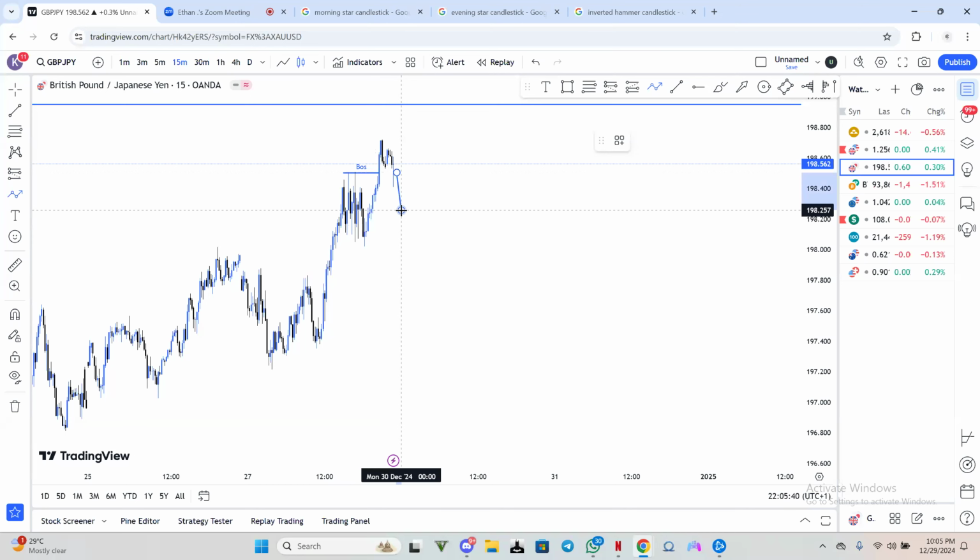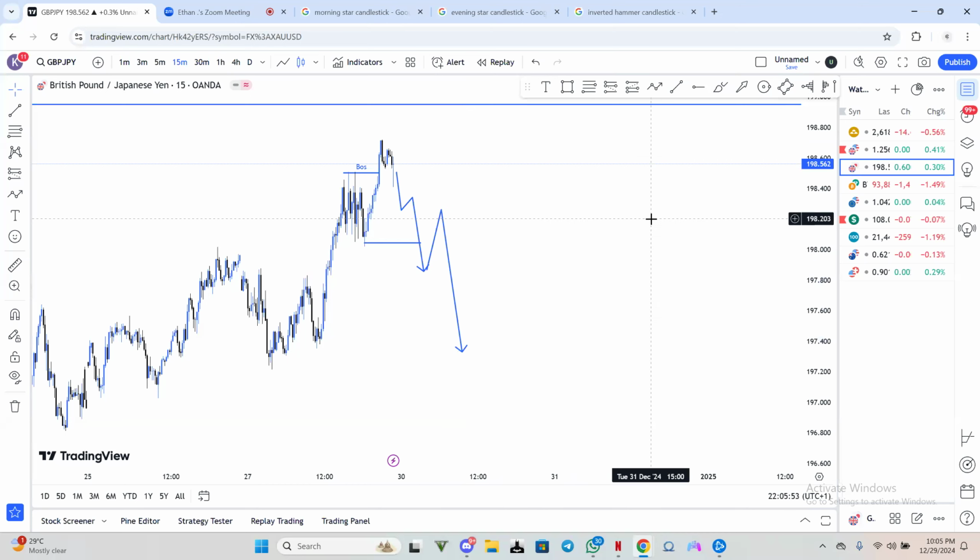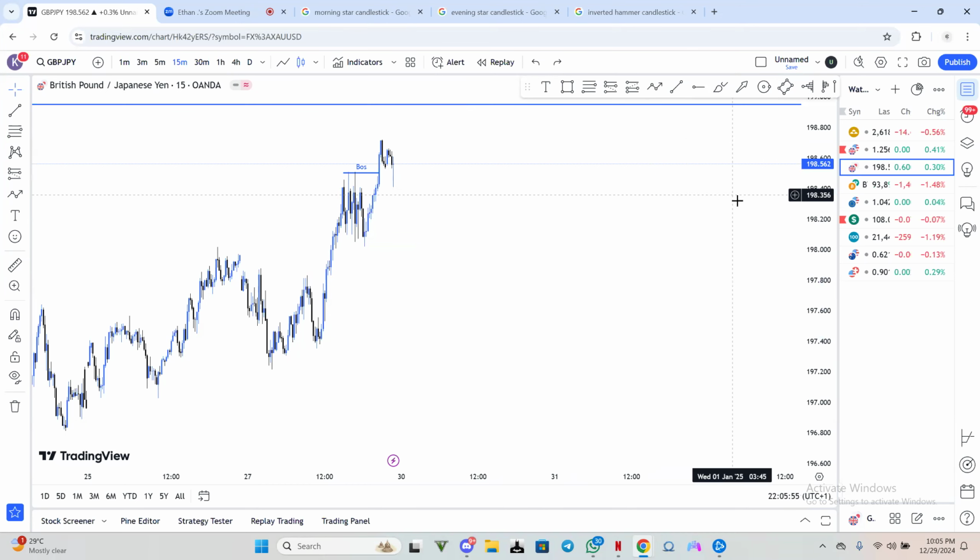So with that, you see price action take out this low for a quick sell on GBPJPY. Once it takes out this low, you wait for a retest to the fair value gap, then you can sell on the 15 minute of GBPJPY.